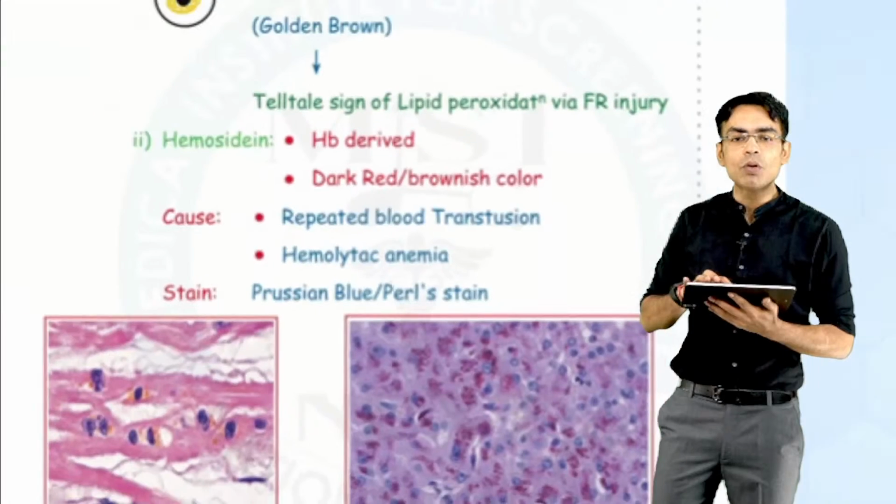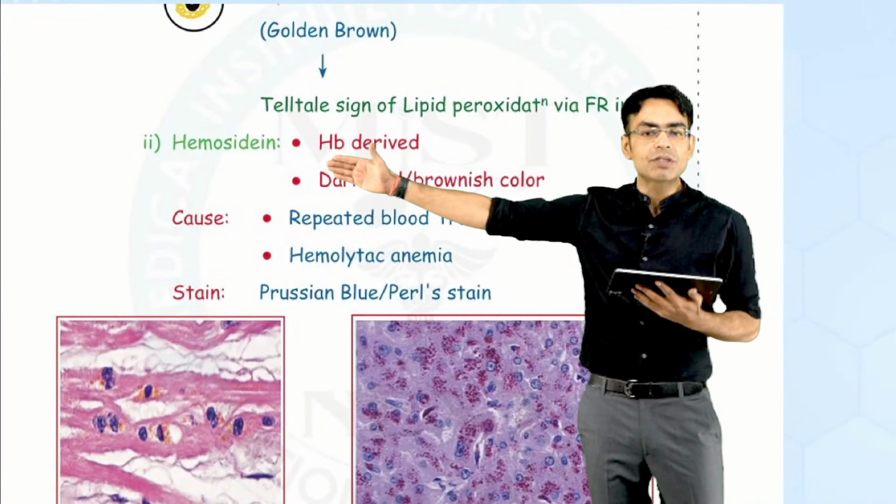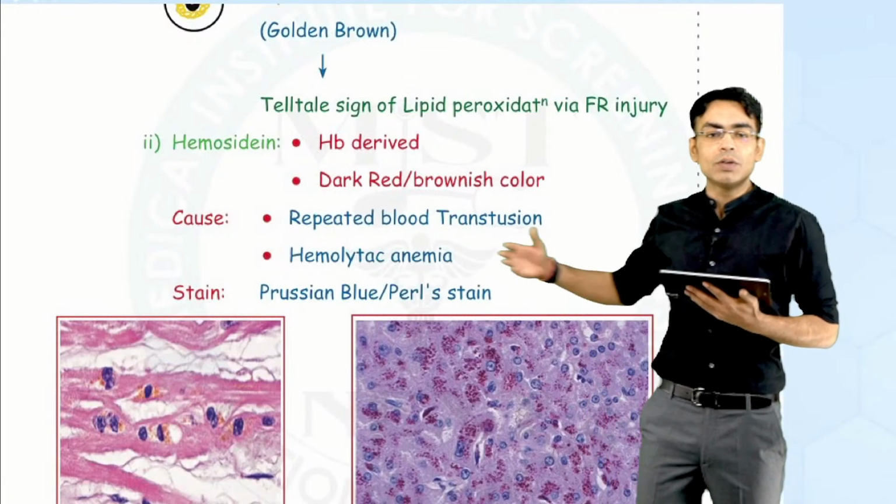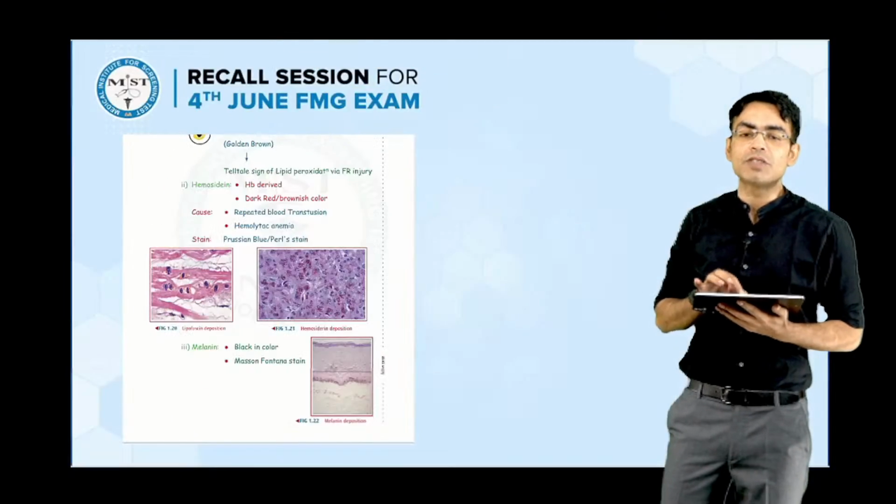And again, from the notes you can see that we were talking about the hemosiderin pigment. I told you it's a hemoglobin derived pigment, and the stain which we are going to use for this is Prussian blue or Perl's stain.